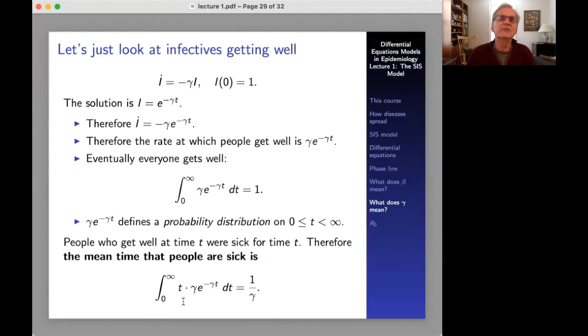So when we say that the mean value of t is 1 over gamma, what we're saying is that 1 over gamma is the average length of time that people are sick with this disease. That's the meaning of gamma. 1 over gamma is the average length of time that people are sick with our disease. If you had a cold that kept you sick for 5 days, 1 over gamma would be 5, so gamma would be a fifth.